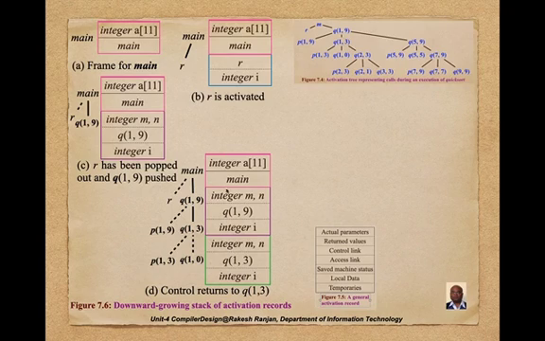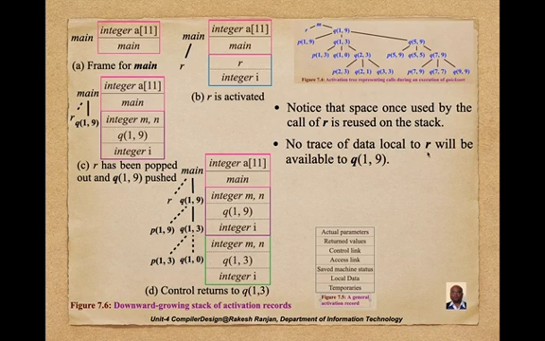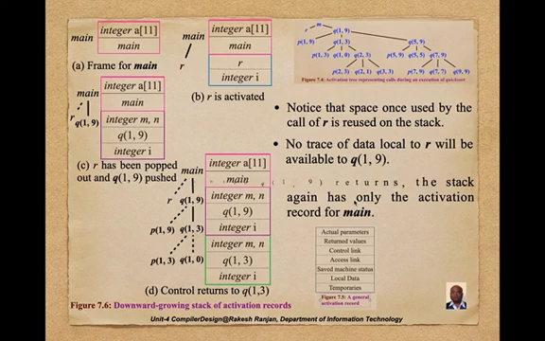After that we have a number of steps for q(1,9), and so on. The next is q(1,3), which is called. Notice that the space once used by the call to R is reused by the stack. The space we just removed, the readarray part, is now used by this quicksort part. So no trace of data local to R will be available in q(1,9). When q(1,9) returns, the stack again has only the activation record for main.